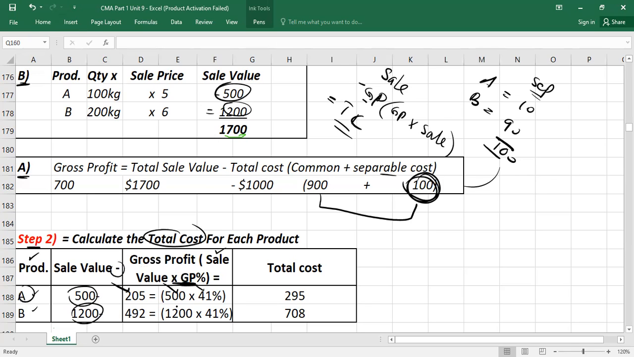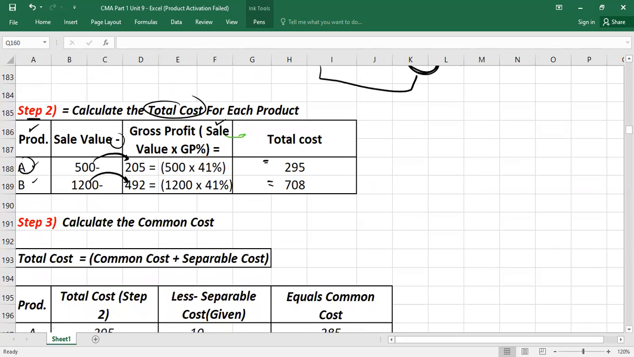For product B, what is sale value? 1200 multiplied by GP percentage 41%. It will give you amount of GP 492. Check the mathematical accuracy. Understood? So now if I take sale value minus gross profit, you will get total cost. This is step number 2. You got the total cost? Now step number 3.